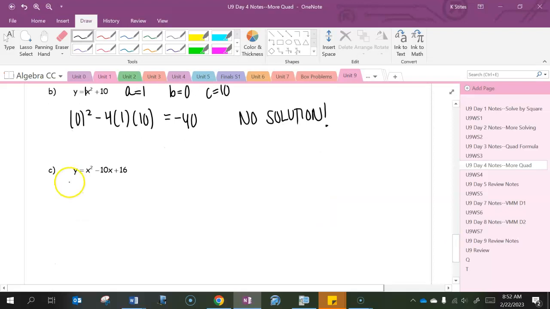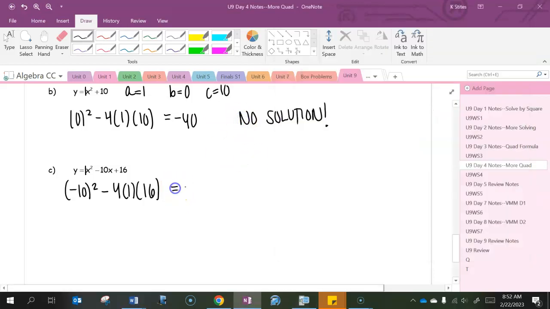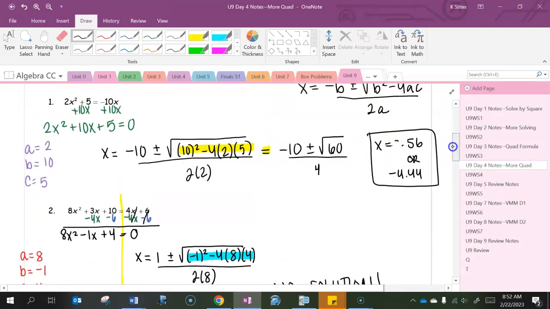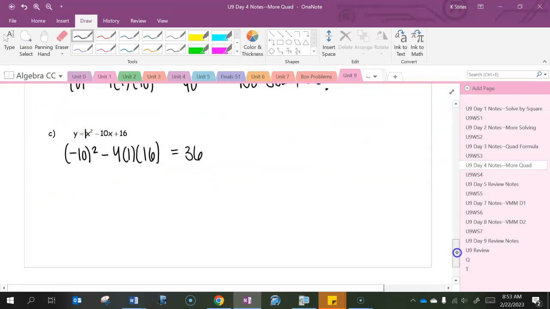All right, last one, B squared. So that's going to be a negative 10 squared. Minus 4 times our A is 1 times C is 16. Let's type it in. Don't forget those parentheses. And we get a positive 36. Okay, whenever we have a positive square root, okay, like we did in number 1 here, this means we're going to have 2 solutions.